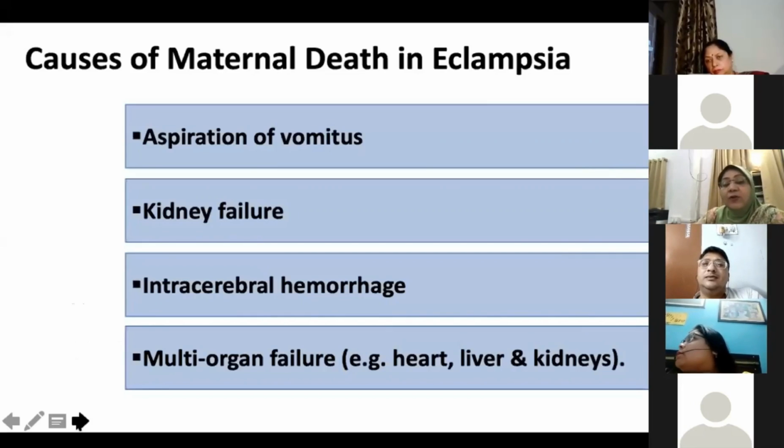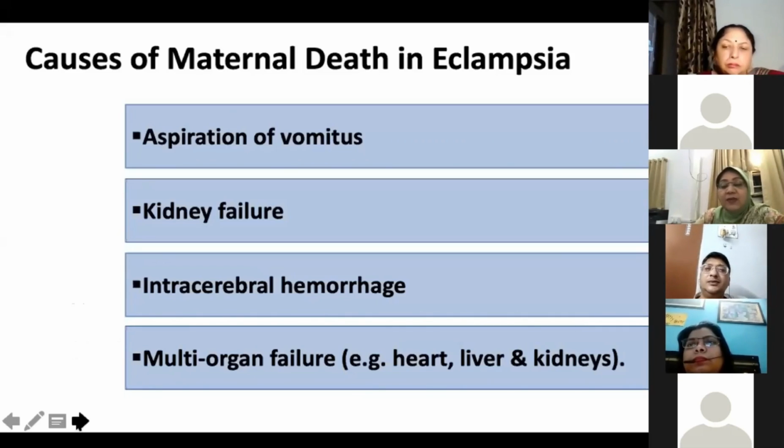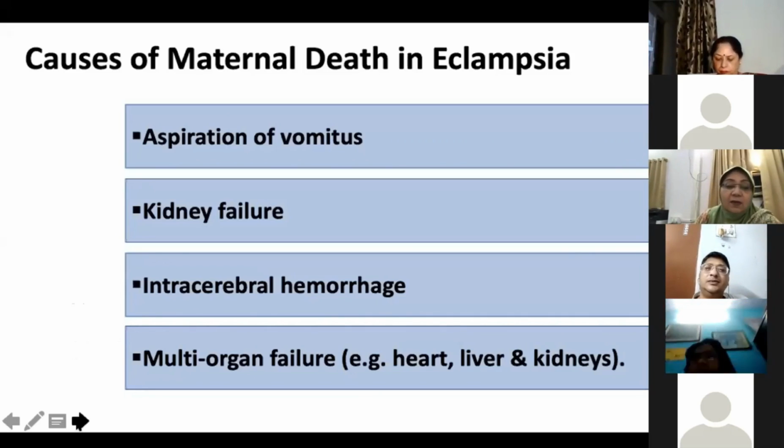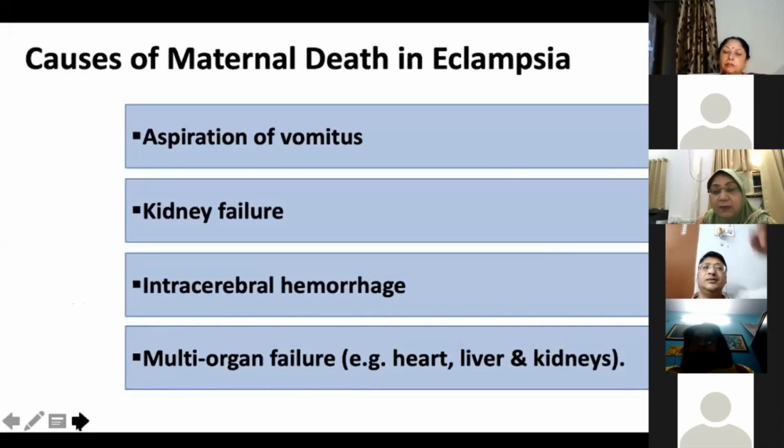So what, according to you, are the important, I've shown you 4 causes of death. So which, according to you, is the most important cause? Can anybody unmute themselves and answer this question? Hello?